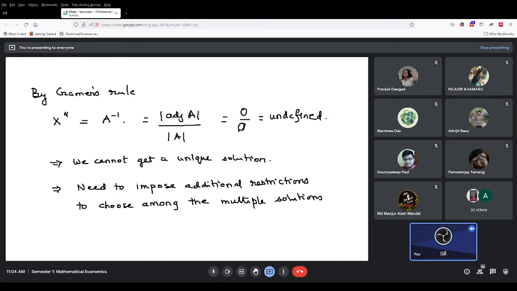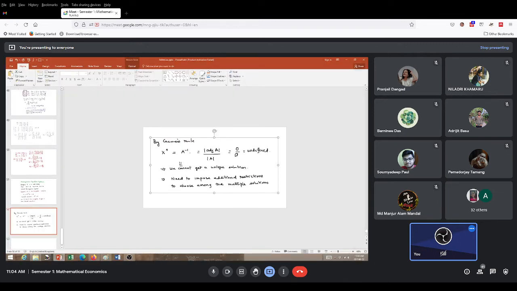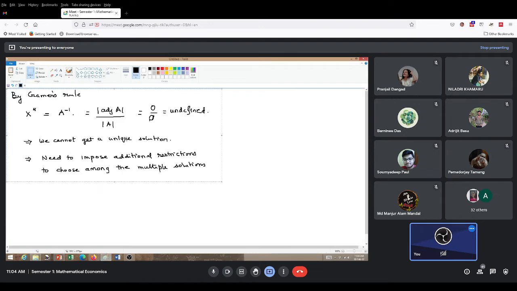So in that case, by Cramer's rule, X star is... I haven't written the terms over here. Remember, B is a null matrix. So adjugate of A into A is 0. And determinant of A is also 0. Now, this is not equal to 0. It is simply undefined. Right? 0 by 0 is undefined. So this implies that we cannot get a unique solution to the equation system.